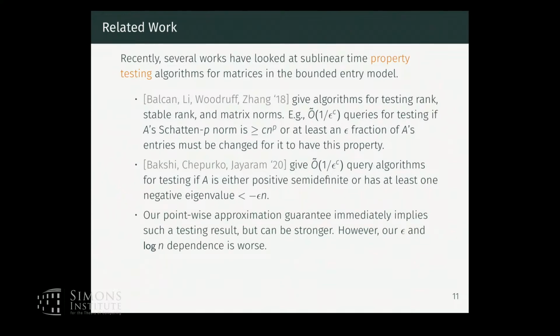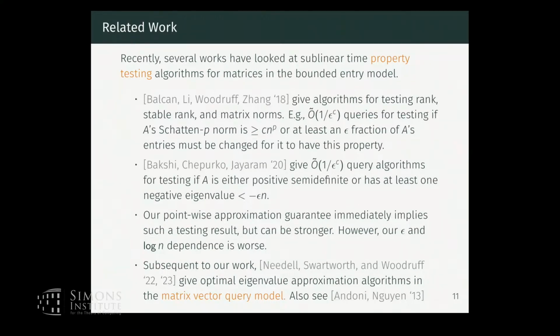In comparison to that work, our result is stronger in the sense that we approximate all the eigenvalues. Once you have the approximation of all the eigenvalues, you can trivially check whether one of them was very negative or not. But their result has better epsilon dependence, and they actually get rid of the log n dependence entirely. So they have tight bounds for their problem, whereas we don't have tight bounds for our problem. That's another gap in our work that could be improved.